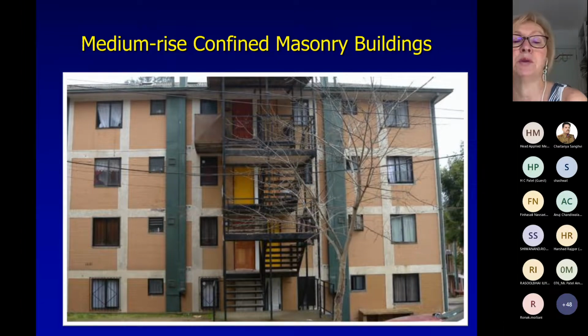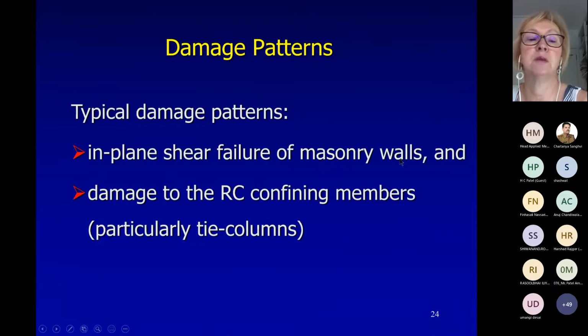see an example, G+3. You can see external staircase here. So they might have in some cases external staircases, but they have also internal staircases, so it's not a rule to have external, but you can see it's confined masonry, and I've seen many buildings of this type in Chile. In this size, this height, as I said, G+2, G+3.